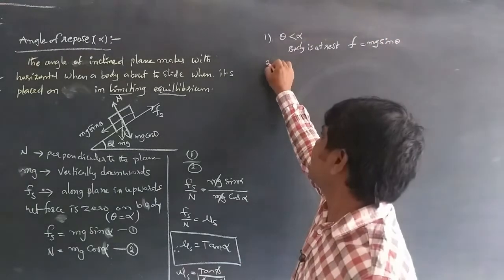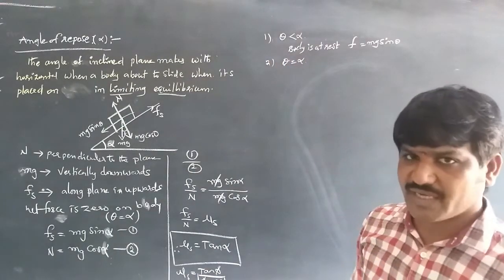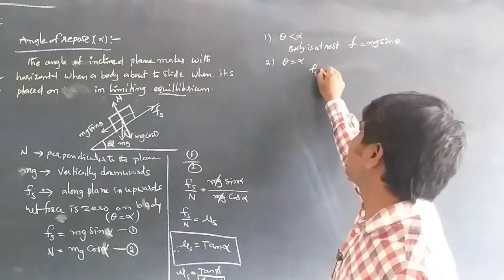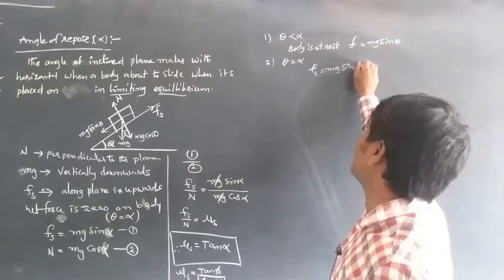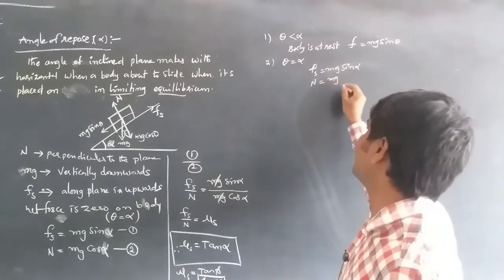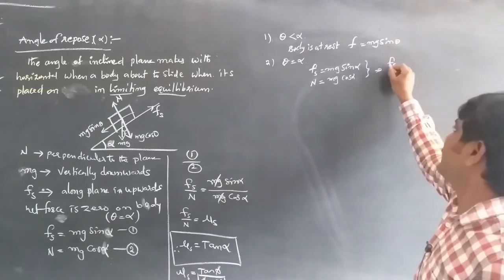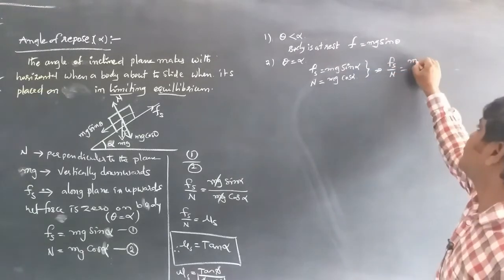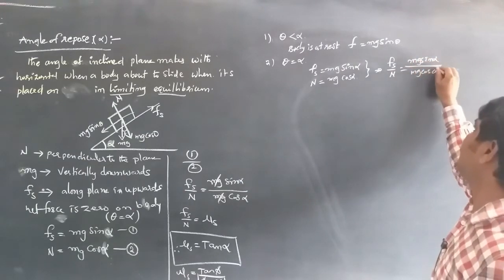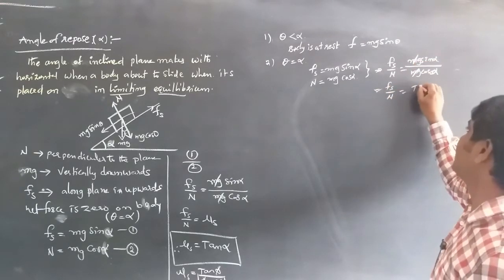In the second case, if theta is equal to alpha, we already did the angle of repose: the angle of friction is equal to the angle of repose. From that equation, we know that Fs is equal to mg sin alpha, and the normal reaction N balances mg cos alpha. From both relations, Fs by N is equal to mg sin alpha by mg cos alpha. mg gets cancelled, so Fs by N is equal to tan alpha.